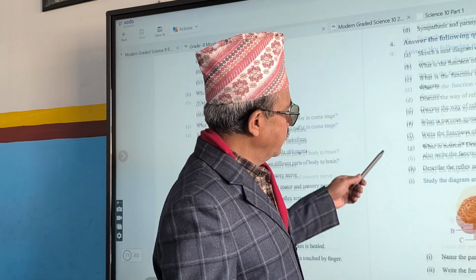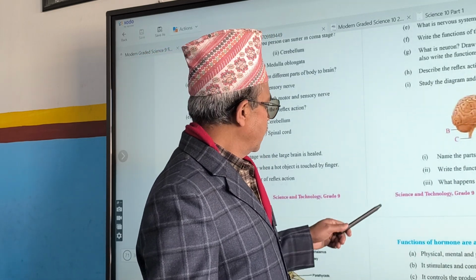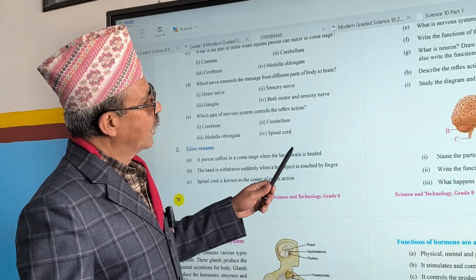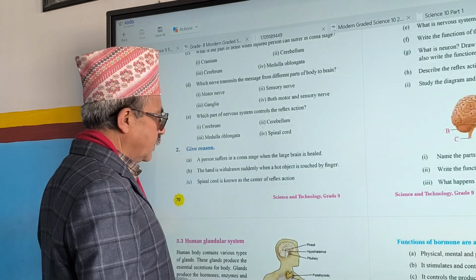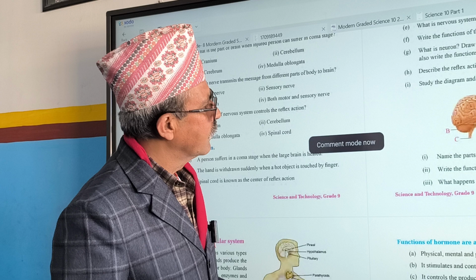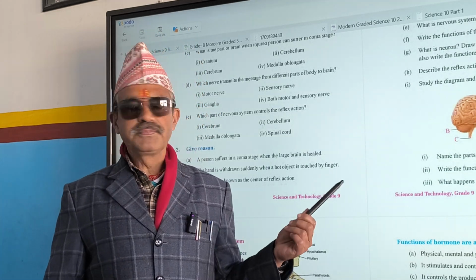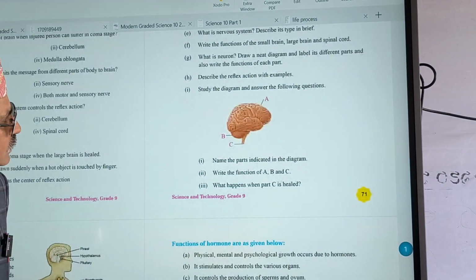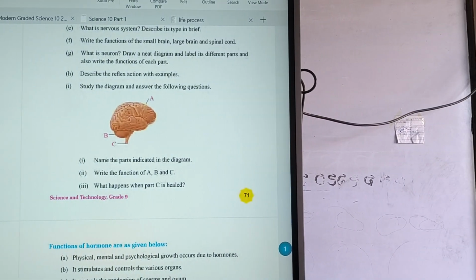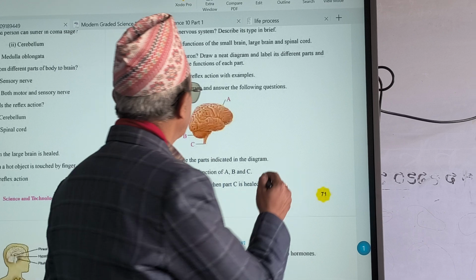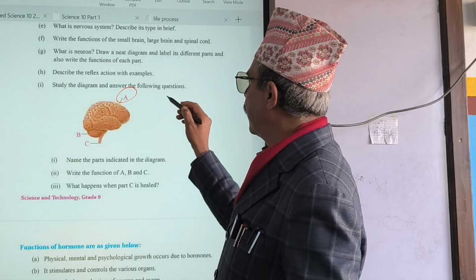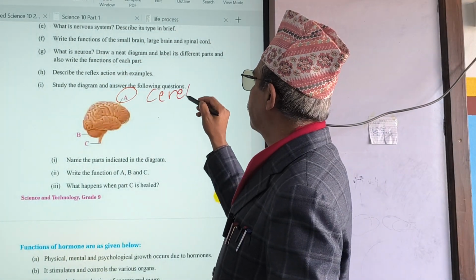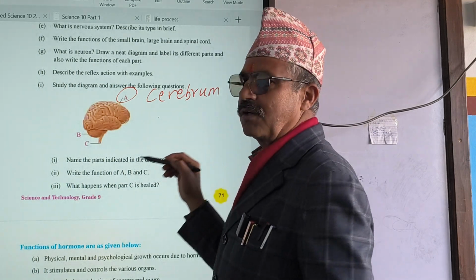Okay, so children, here is one question. Please read the question. What is given here? Name the parts. Study the diagram and answer the following questions. Name the parts indicated in the diagram. What is A? A is cerebrum.